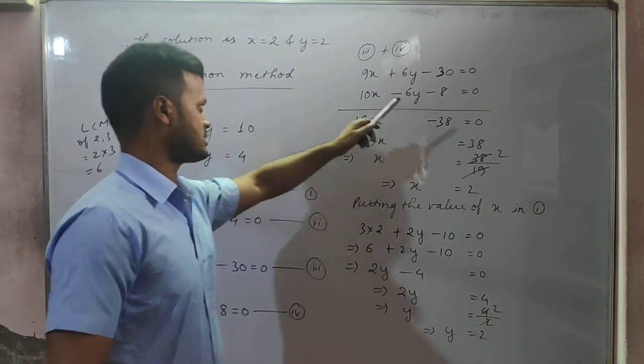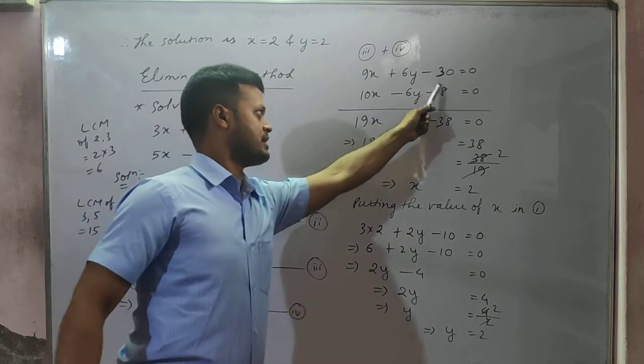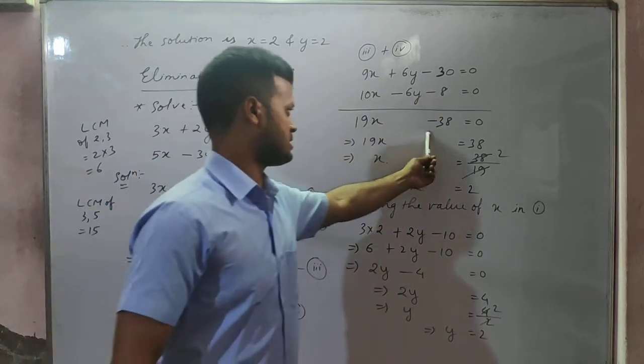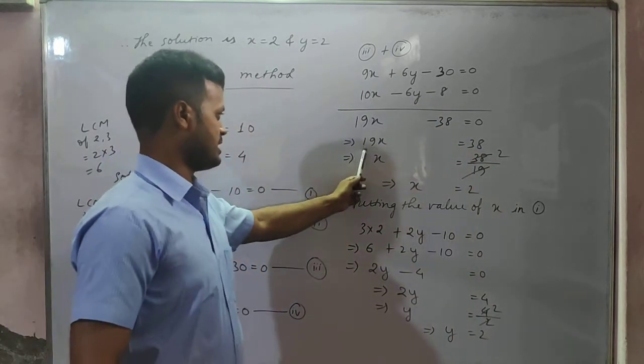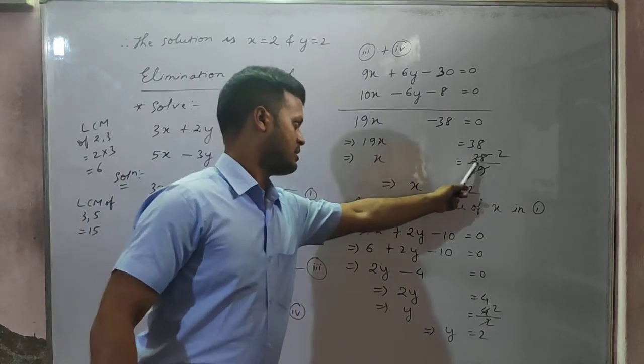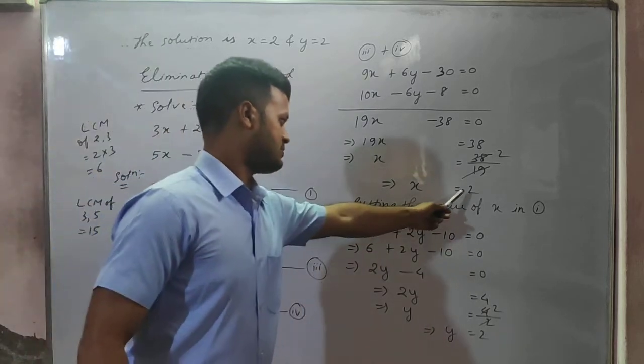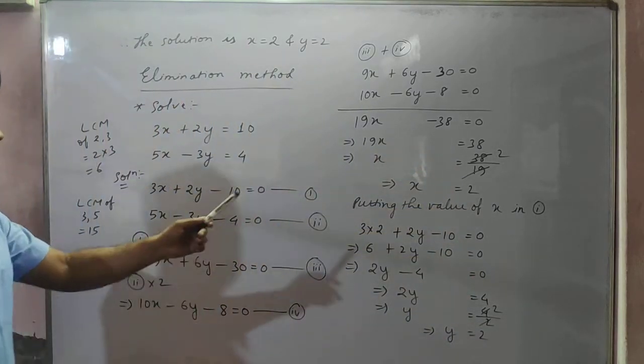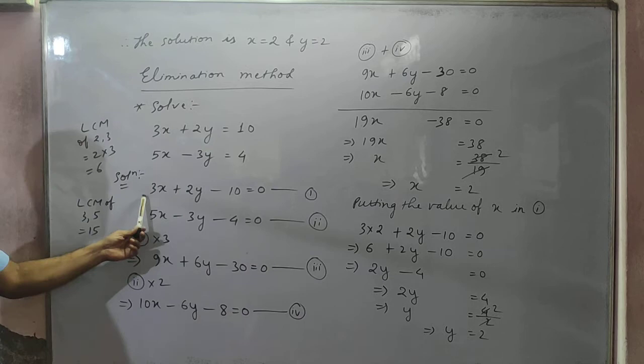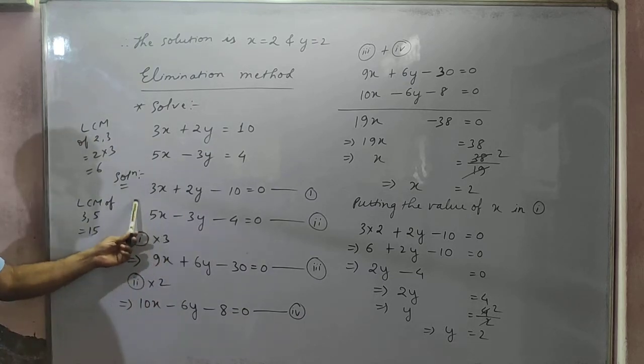So 6y plus and 6y minus cancel. 9 plus 10 is 19. Minus 30 minus 8 will become minus 38. Minus 38 goes to the right hand side. 19 is multiplied here, so you cross multiply. 38 divided by 19 is 2. So x is equal to 2. Now the value of x you will put where? In equation 1, you just put the value of x.